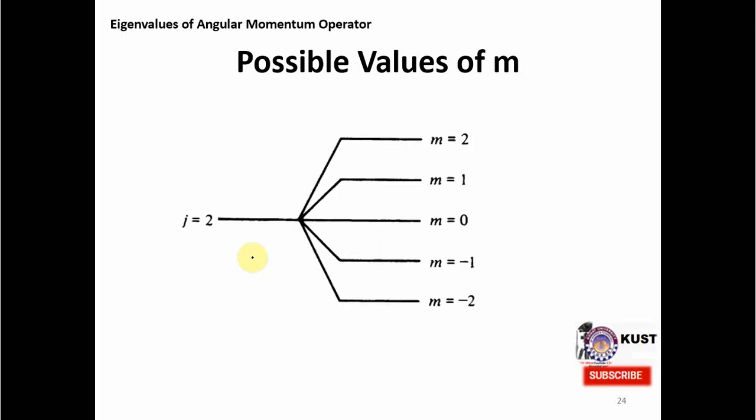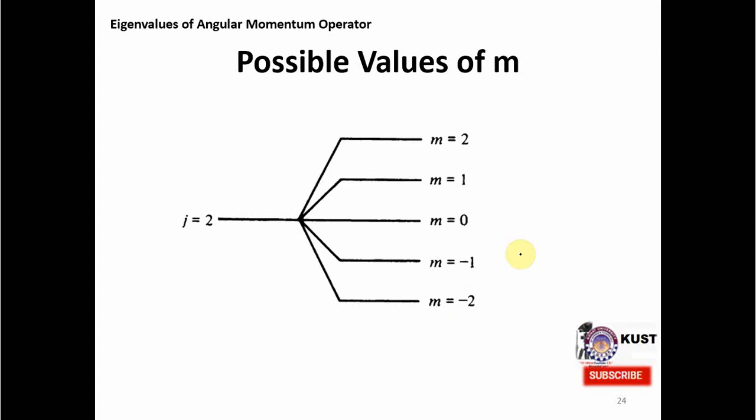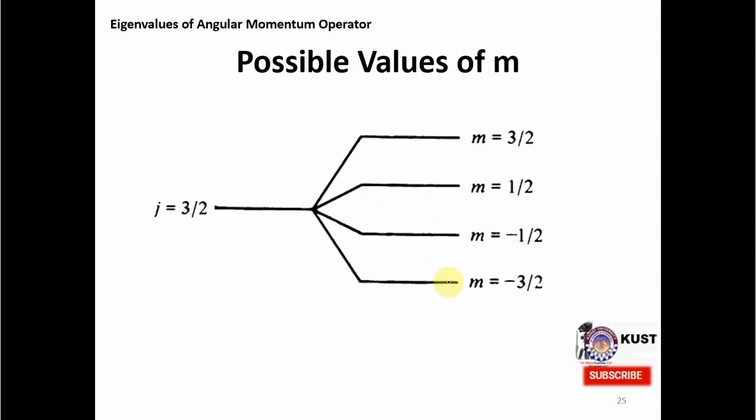So this is an example where, when j is equal to 2, we have m equal to 2, 1 and 0 included. And let me also give you an example of j equal to 3/2, where 0 is not included, and you see that it is a half integer example. So this gives the integer spin example, and this gives the half integer spin example.